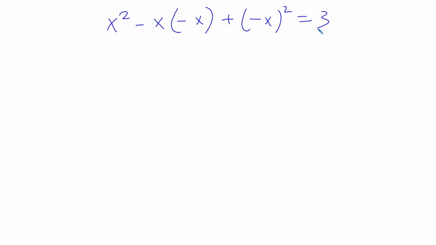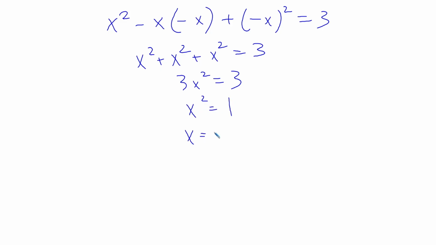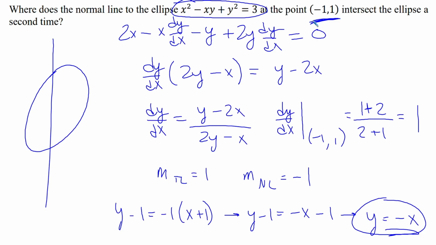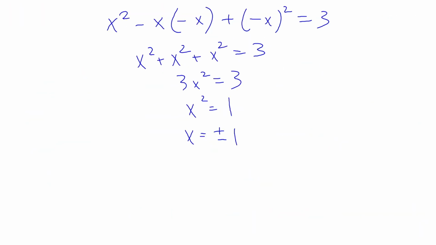So when we do that, we'll end up with an x squared plus an x squared plus an x squared equals 3, or 3x squared equals 3. And if 3x squared equals 3, then x squared equals 1, and x would be plus or minus 1. Well, if we look back over here, we already found the point when x was negative 1. So all we really care about is the point when x is equal to 1. And so we have 2 options.